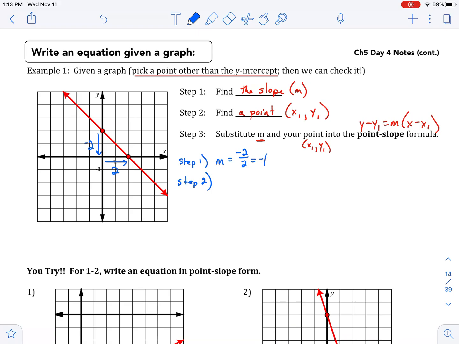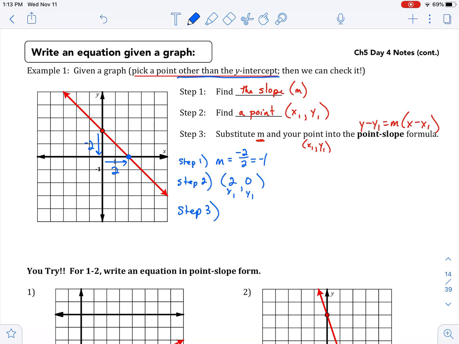Step 2, it asks you to find a point. And if we remember the top part here, it says other than the y-intercept. We're going to avoid using the y-intercept right now. So we're going to use this point instead, which is 2 comma 0. That it would be called the x-intercept in this case. We were just trying to locate a point other than the y-intercept. And this is representing my x sub 1 and my y sub 1.